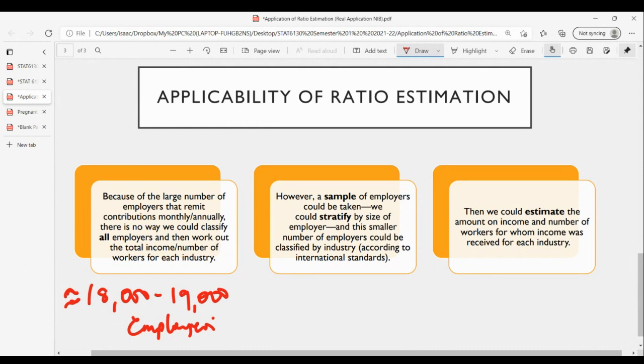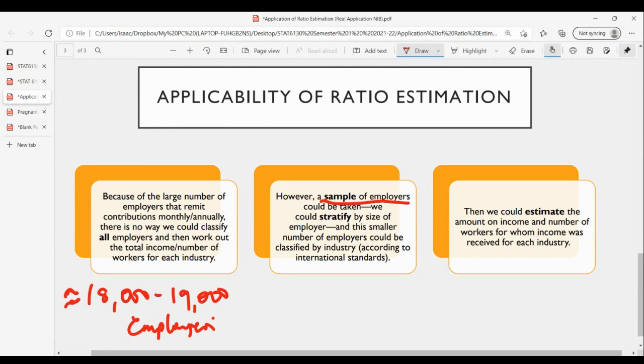So what's conceivable is that we could take a sample of those employers, right? And we could probably use as a stratifying variable the size of the employer, perhaps. And this smaller number of employers could be classified by industry using an international standard. So there's actually an international standard for industrial classification, right? And with a smaller number of employers, that's much more manageable. We could take our time and classify them properly, and then use that information.